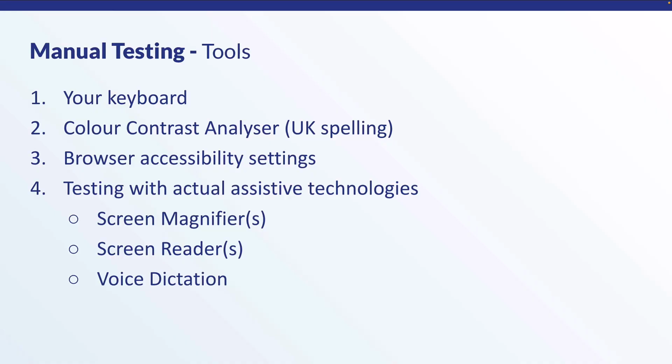Now that we've covered automated testing with Accessibility Insights, let's look at manual testing and the tools you can use for web accessibility testing. First, we'll start with your keyboard. Then we'll go over the color contrast analyzer. We'll look at browser accessibility settings, and then we'll touch on testing with actual assistive technologies, such as screen magnifiers, screen readers, and voice dictation.